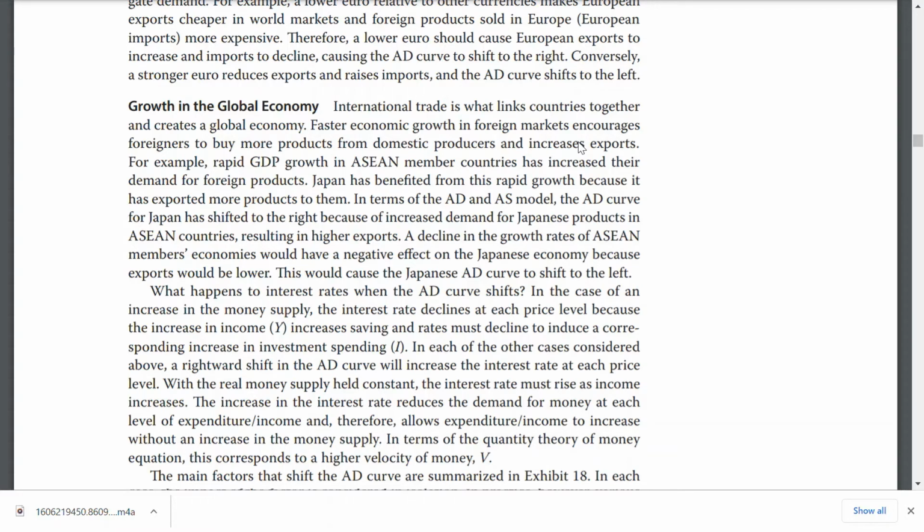A decline in growth rates of ASEAN members' economies would have a negative effect on the Japanese economy because exports will be lowered. This will cause Japanese AD to shift to the left. This is highly simplified, but makes sense logically.